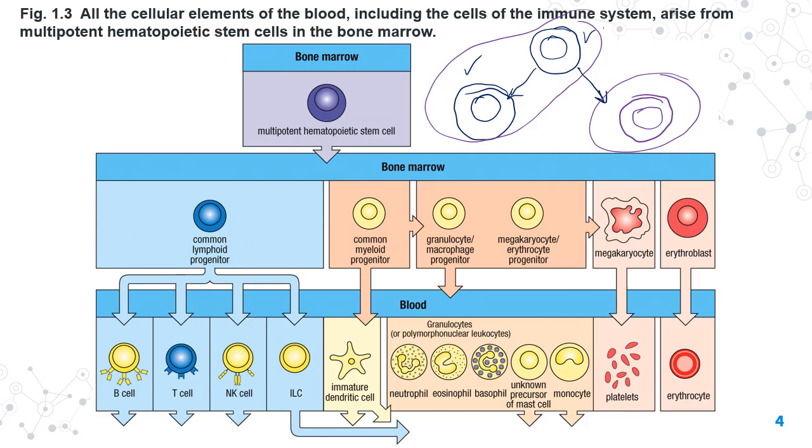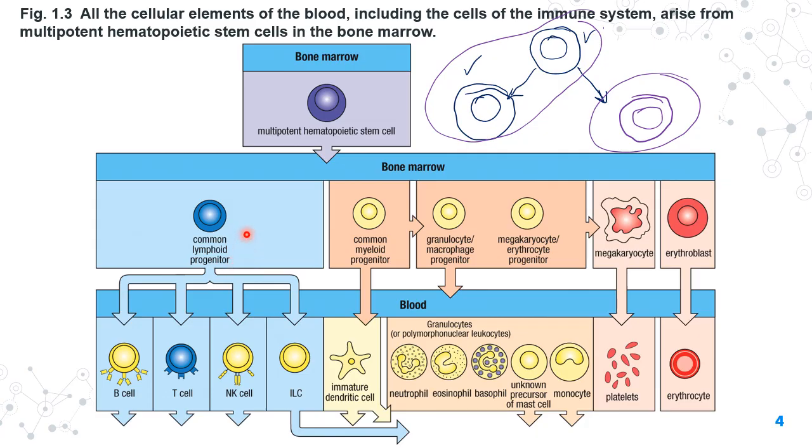Okay? So this is all happening in the red bone marrow. And here is where you have the subdivisions of the two different paths. So this is from your book. So here you have one path that goes towards the lymphoid cells.